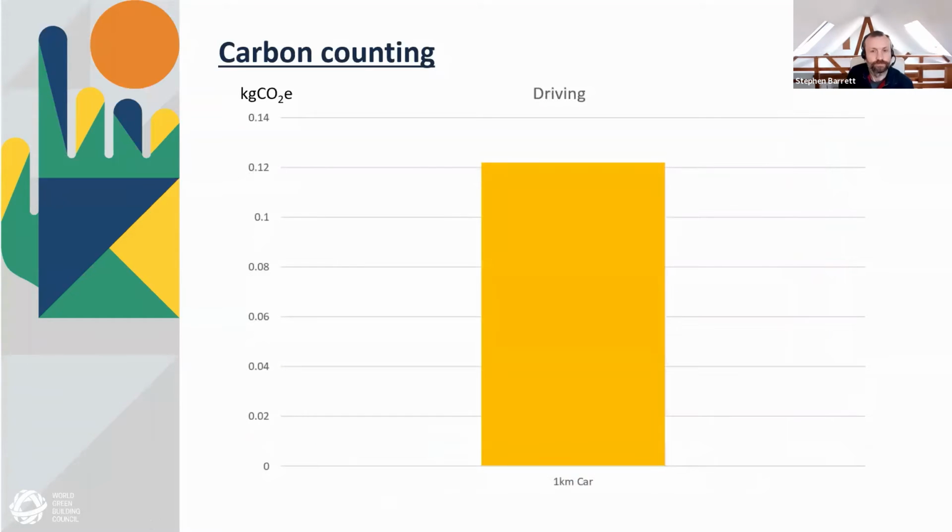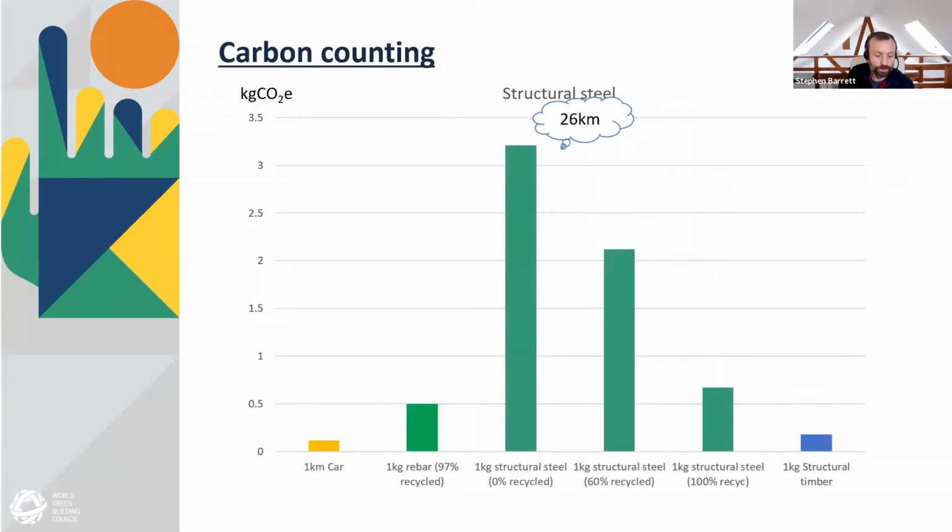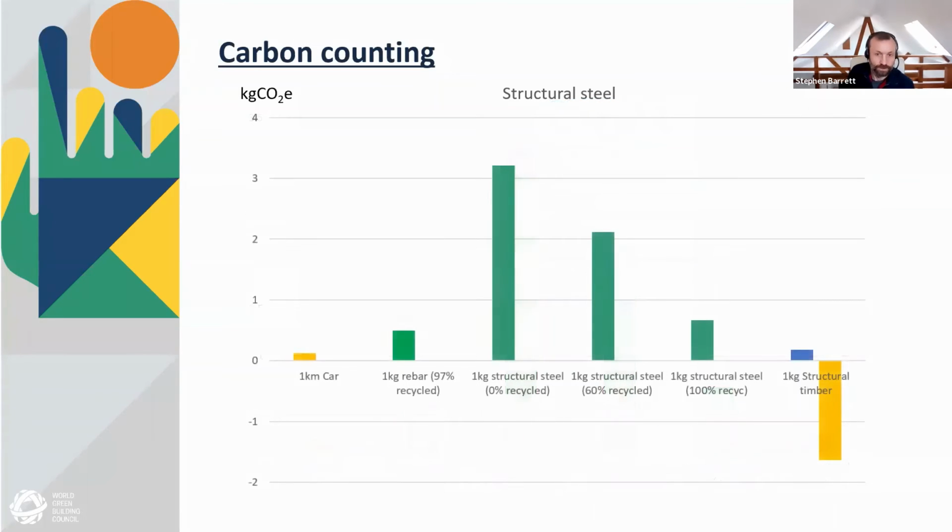Back to our car. Now this slide highlights the importance of recycled content. Just a kilo of a structural steel beam can require more than 3 kilos of CO2 emissions to produce it. But it can be reduced quite drastically if we can increase the recycled content, or if we look for alternatives that come with other benefits.